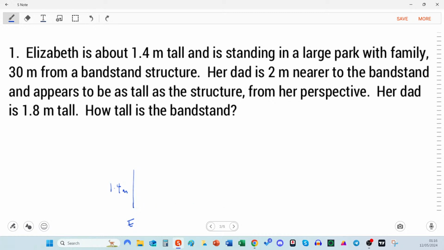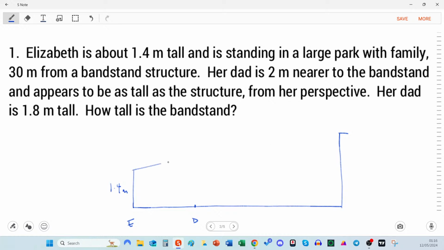In fact, let's try and make this a really straight line. Hey, that's not bad, eh? And let's say there's the bandstand there, like that. And her dad is 2 meters nearer to the bandstand. So if that's 1.4, maybe something like this. And it says that they appear to be as tall as the structure.